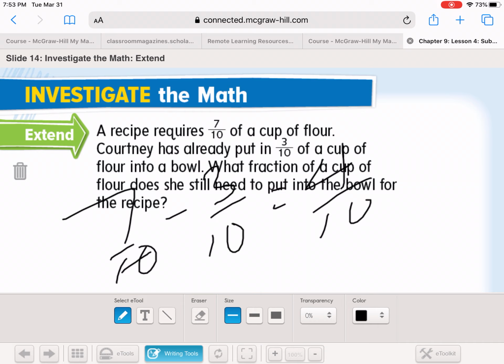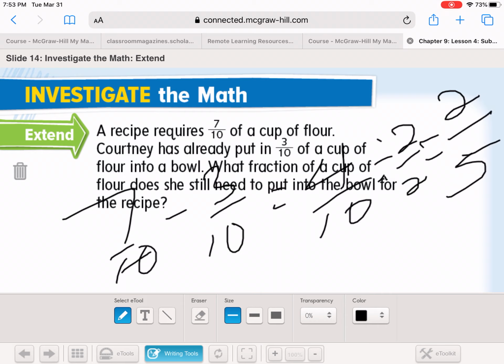7/10 minus 3/10. It's 4/10. And in simplest form, I can divide by 2 on both sides. And I'll get 2/5, okay? 4 divided by 2 is 2. So think of it this way. 2 times 2 gives me 4, right? 5 times 2 gives me 10, okay? So when you think about that, that's how I want you to think about it.